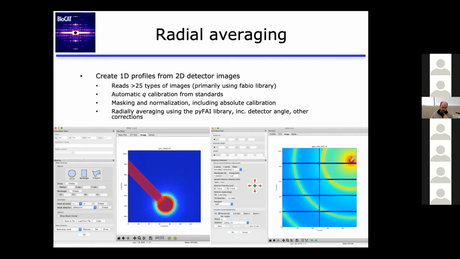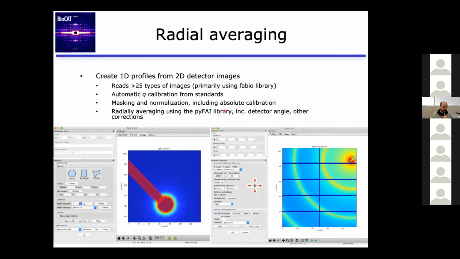You can load in the images, you can carry out Q calibration automatically from various standards, you can mask out the beam stop and detector gaps and anything else that you don't want to have in there. You can normalize the data set by measured counter values like the incident or transmitted intensity. You can carry out absolute calibration. And then once you've done all that and you've set up all these pieces, we can read in a number of different image types. We mostly use the FabIO library for that.